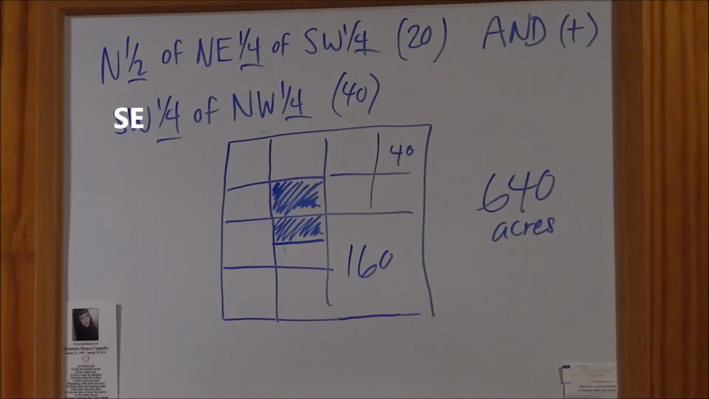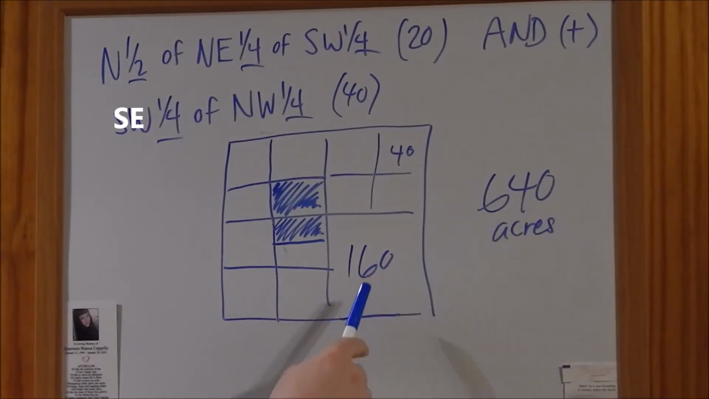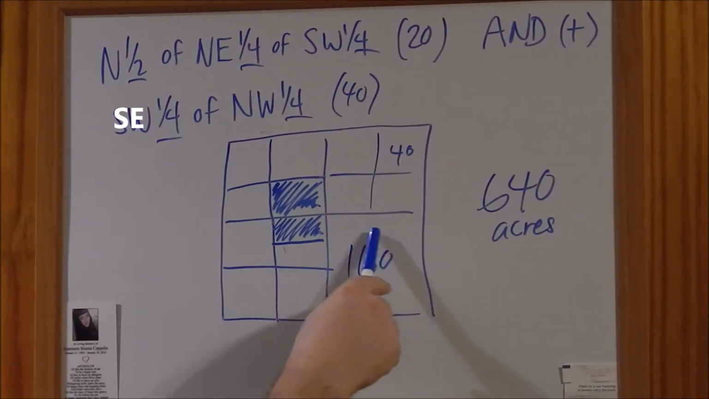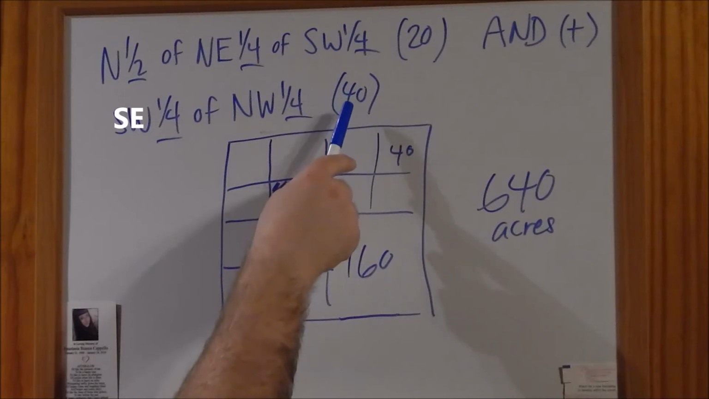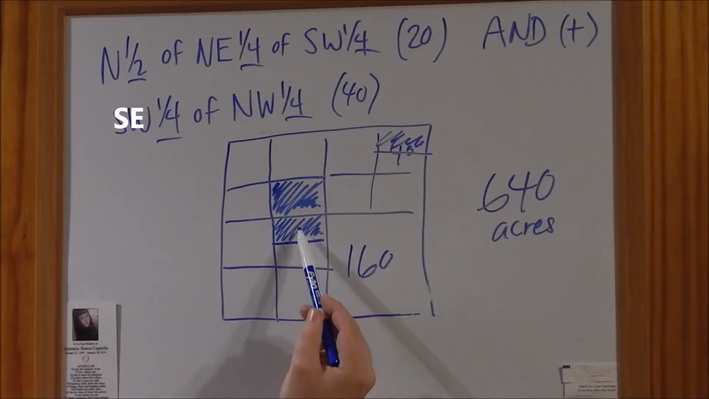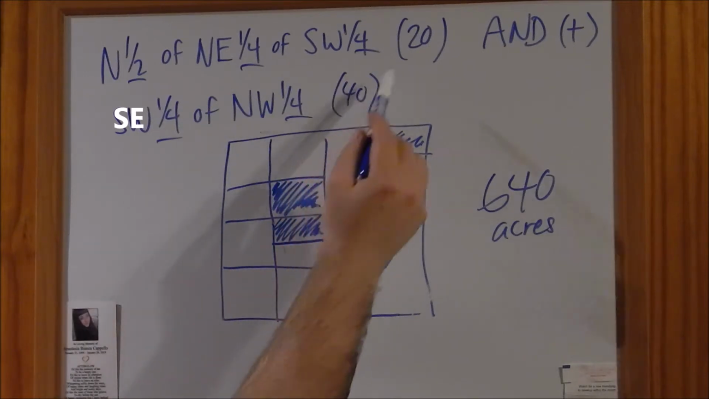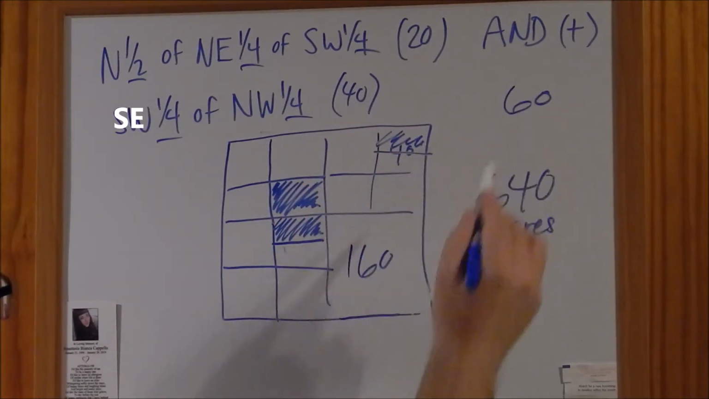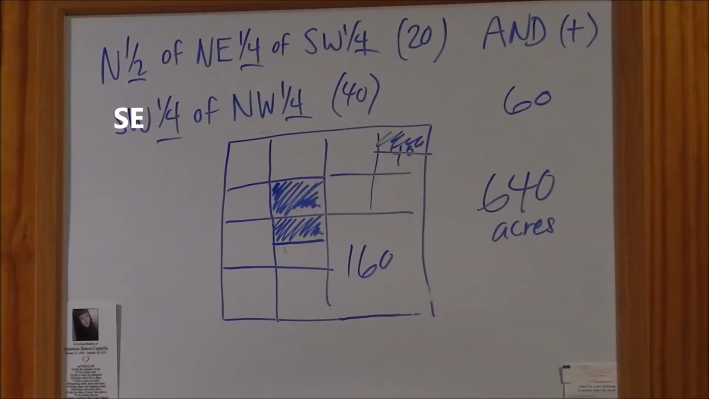Okay? Again, 1/4 of a quarter of 640. Here's 1/4. 1/4 of that quarter is 40. 1/2 of this, remember, right here, is 20. 40 plus 20 is 60 acres. Okay? So that's one way to solve it.